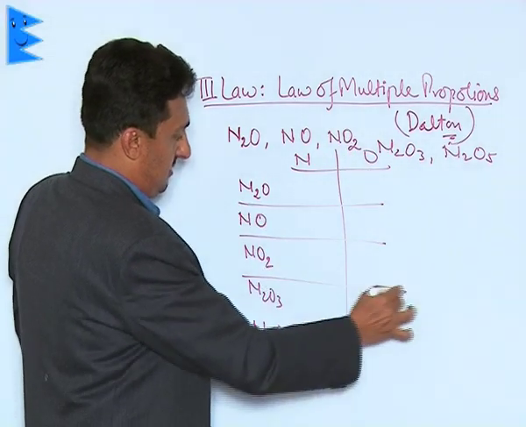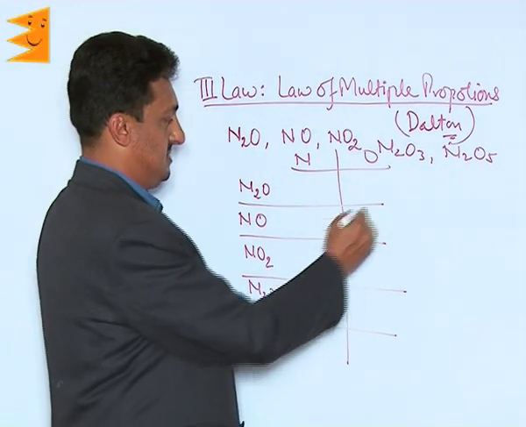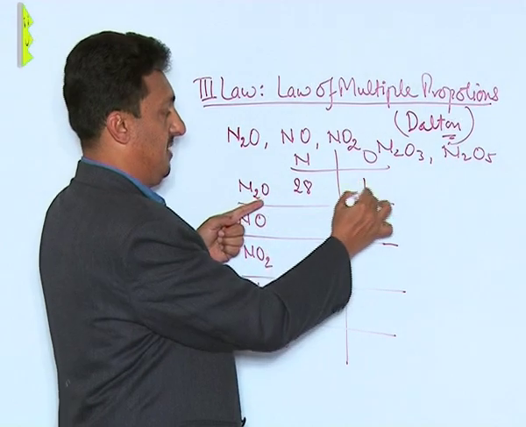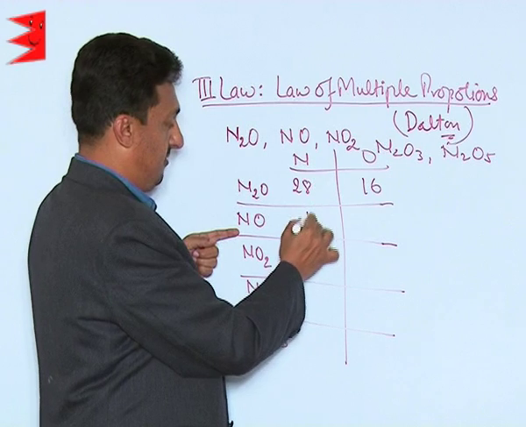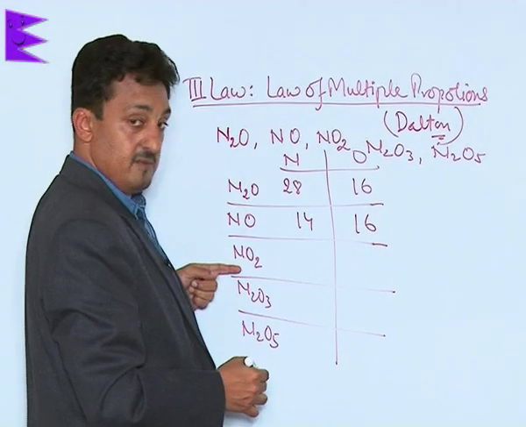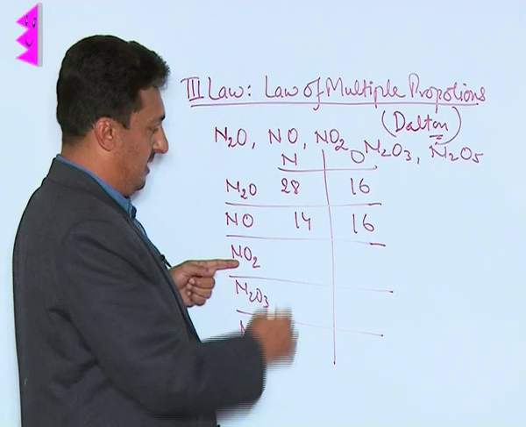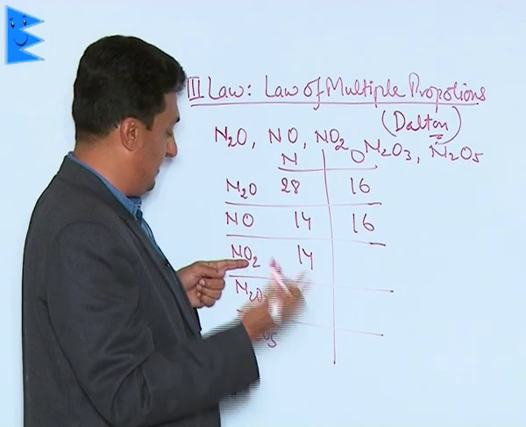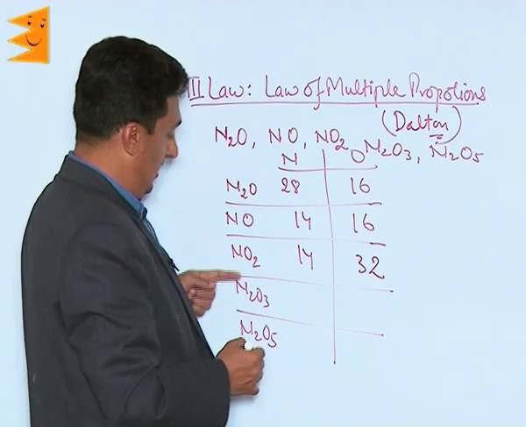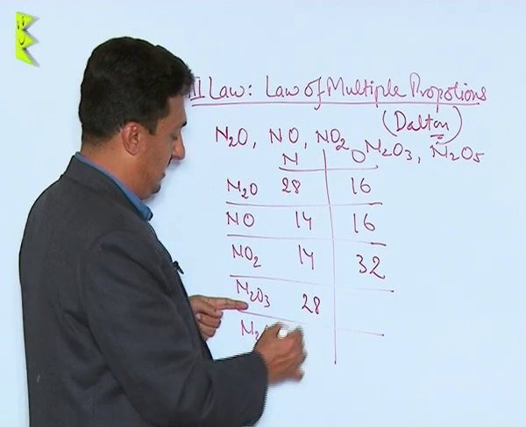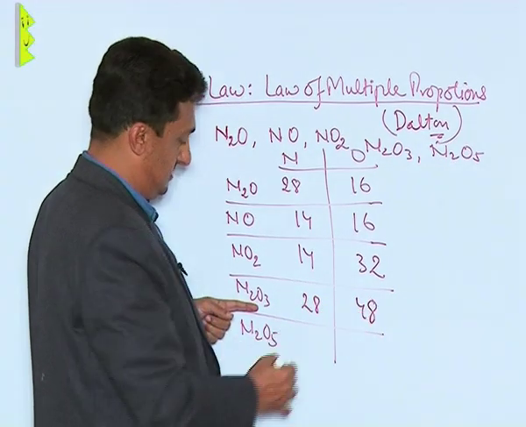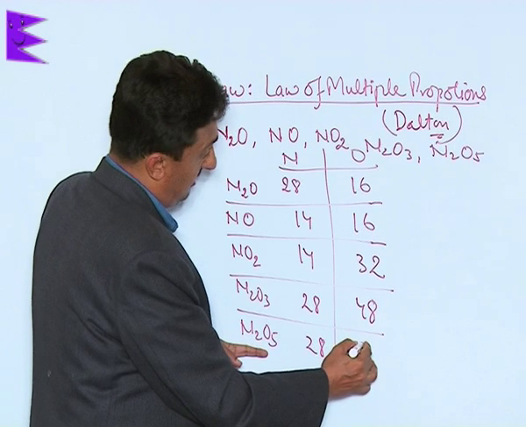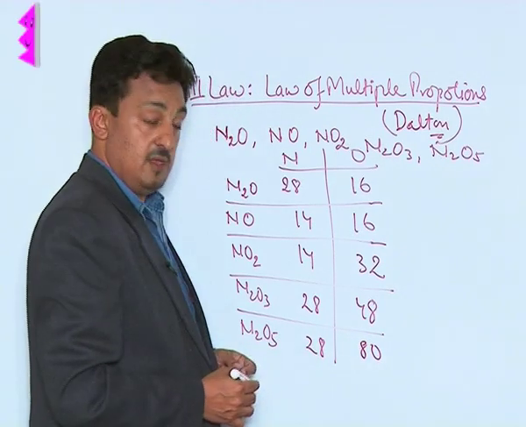So from here we can visualize this. In nitrous oxide, N2O, there are 2 nitrogens, so it's 28 grams. Oxygen is 1, so it's 16. In NO, nitrogen is only 1, so it's 14, and it's again 16 because there is only 1 oxygen. This NO2 molecule contains only 1 nitrogen, so 14, because we know the mass of nitrogen is 14. Oxygen's mass is 16, and there are 2 oxygens, so it will be 32. Here in N2O3 we have 2 nitrogens, so it will be 28, and there are 3 oxygens, so it will be 48. Here in N2O5 it is 28 for nitrogen because there are 2, and 5 oxygens times 16 is 80. So this is what we have.